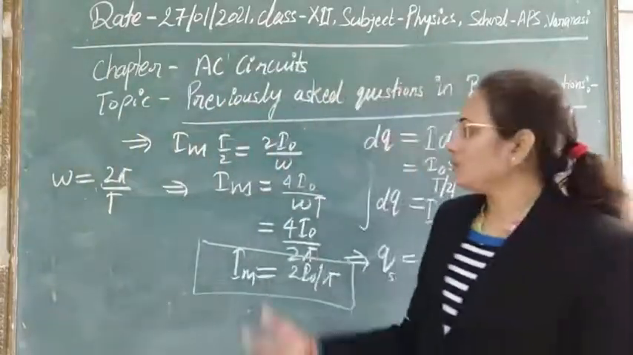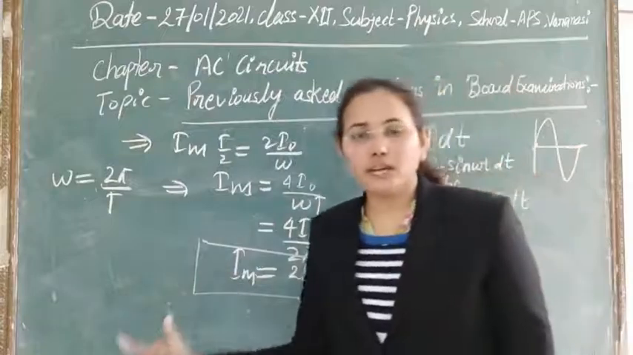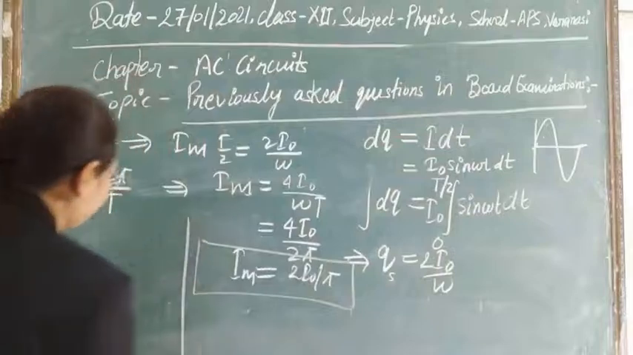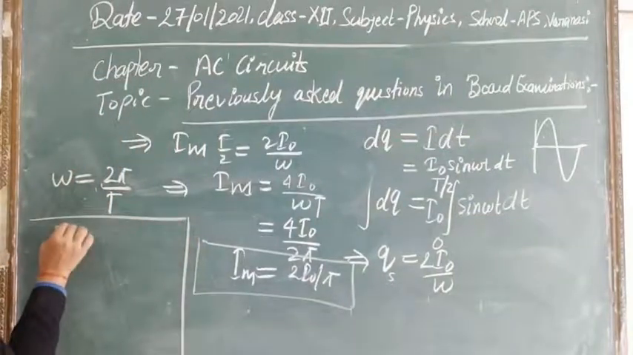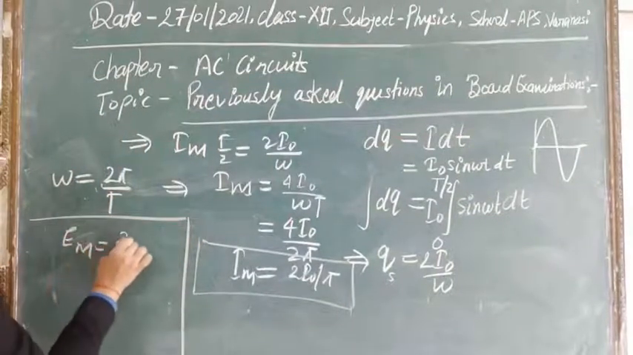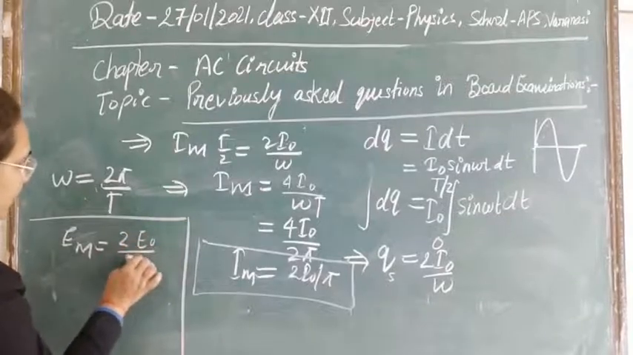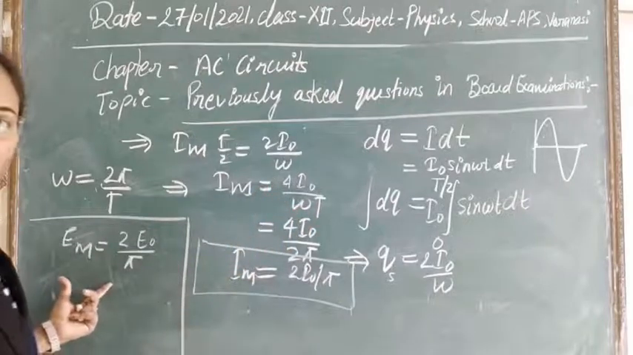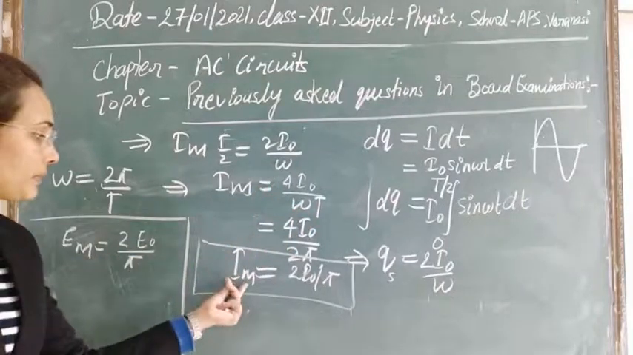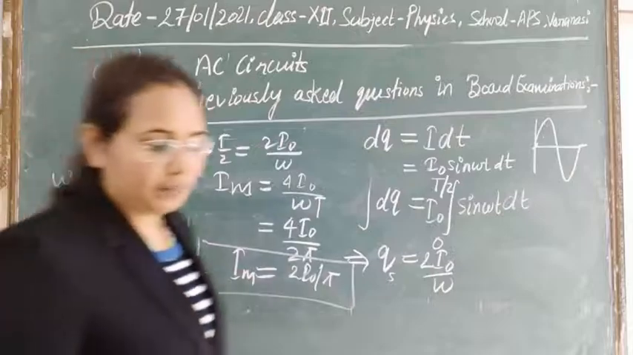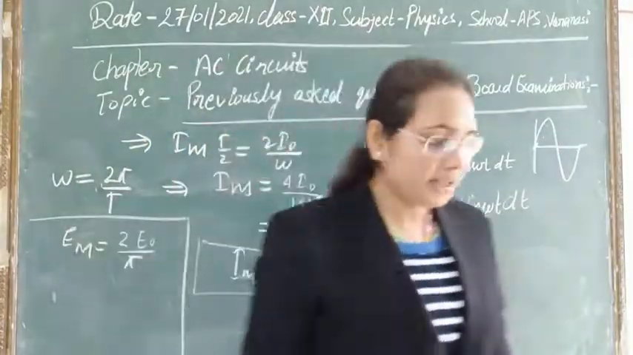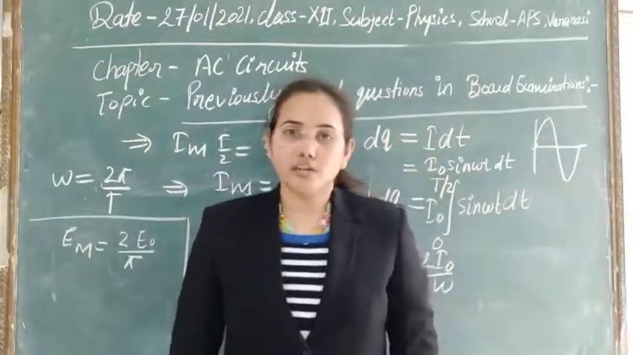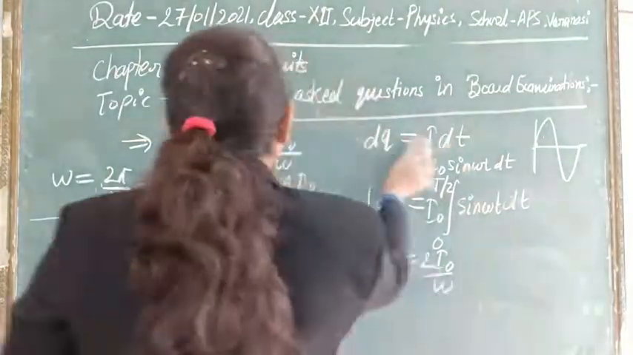In the same way, you can also derive the expression for the mean value of the voltage. That value is Em equal to 2E0 divided by pi. So in the same way we can calculate this value. This is the mean value of current and the mean value of voltage. Next thing that we can calculate, and that is important also, is the RMS value of current and voltage.